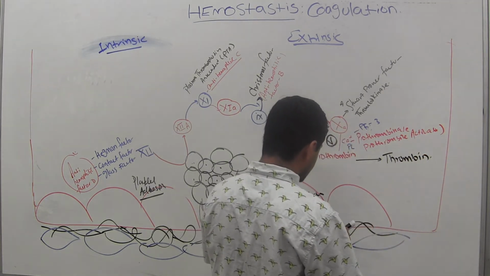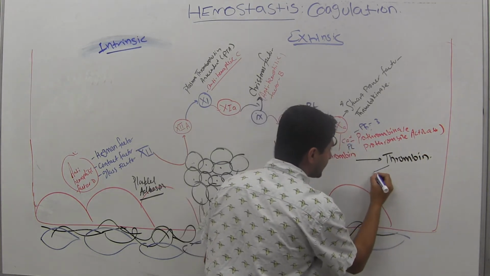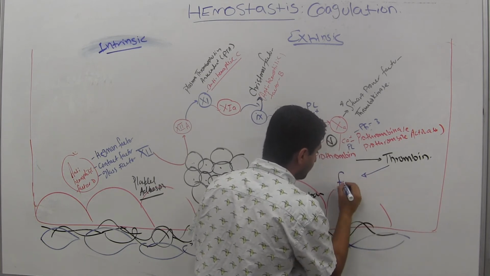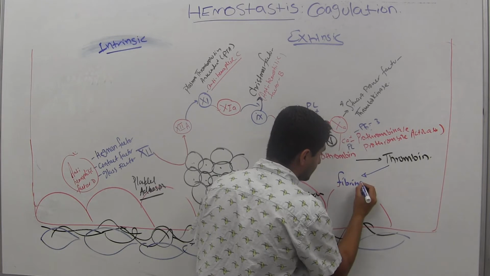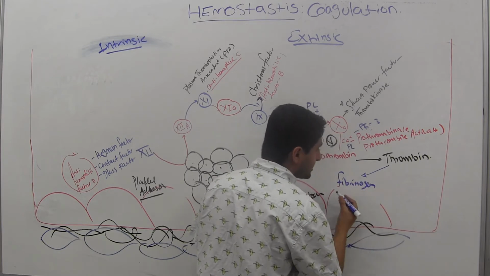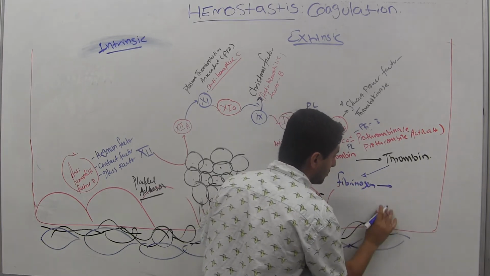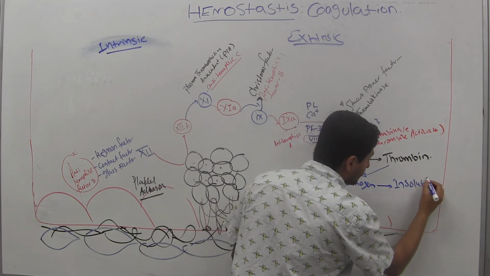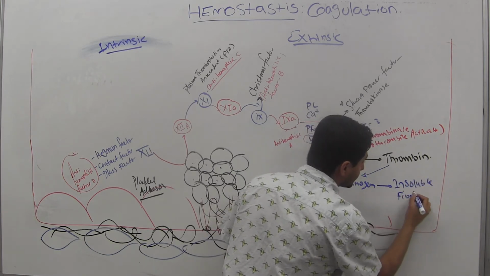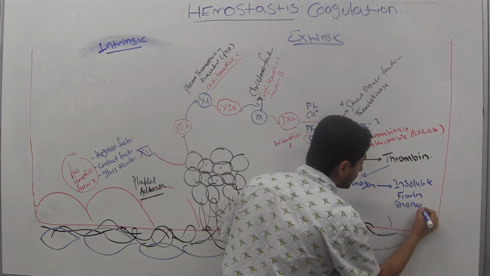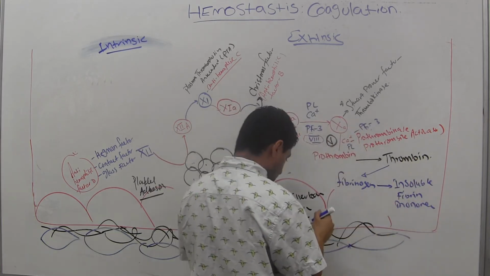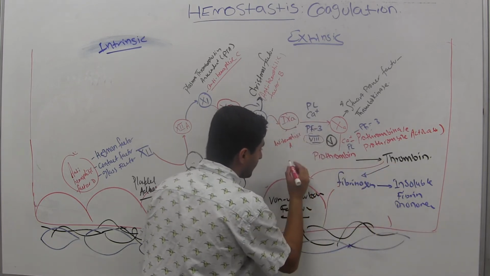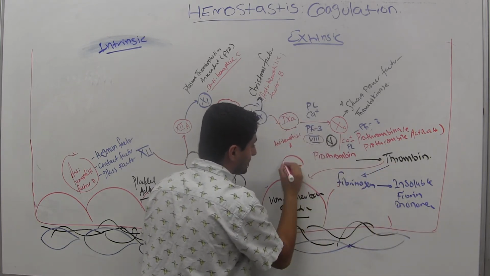And then thrombin has two jobs. Thrombin is going to convert fibrinogen, which is soluble, into insoluble fibrin monomer, guys. And then thrombin also does one more thing. It is going to activate TSF, which is factor number 13, a tissue stabilizing factor.